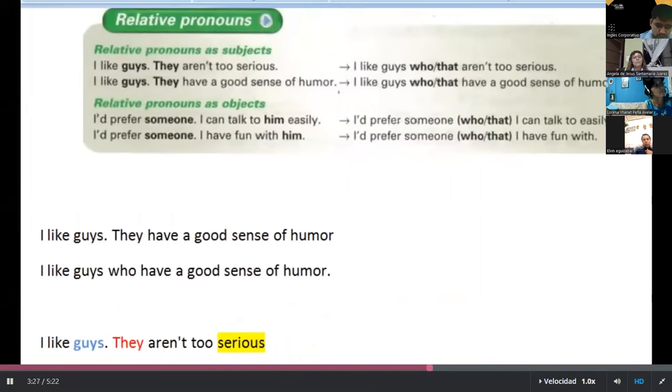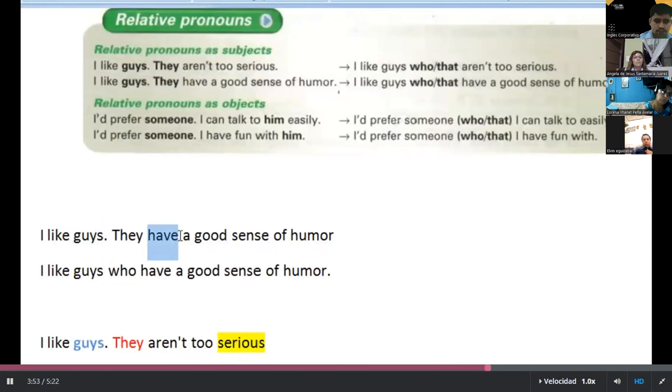Let me talk about the second example now. The reason this one is different is because we're no longer going to use adjectives. So that changes a little bit. But again, it's the same concept as previously. What we want to do here is combine two pieces of information. What are those two pieces of information? Well, I like guys. That's one piece of information. And then they have a good sense of humor.